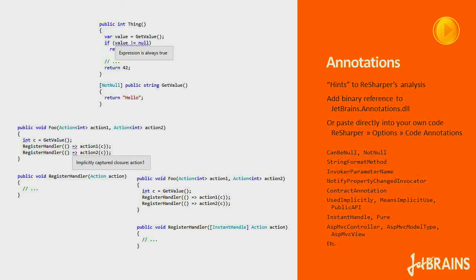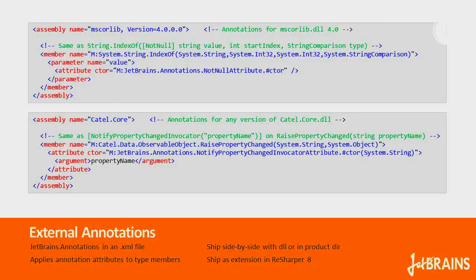The only problem is this requires you to write it in your code. This requires adding attributes inside your code, and you either have to add a binary reference to JetBrains Annotations DLL or paste the code directly into your own project, and you can get that code from the code annotations page in the options. But that doesn't help you with third-party assemblies. If there is a third party which doesn't have any of these attributes added to them, how do you make use of them? And that is where we get external annotations.